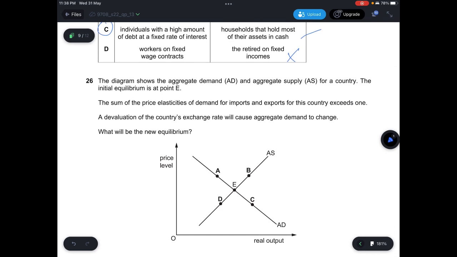Question 26, the diagram shows the aggregate demand and aggregate supply for the country. The initial equilibrium is at point E. The sum of price elasticity of demand for imports and exports for the country exceeds 1. A devaluation of the country's exchange rate will cause aggregate demand to change. What will be the new equilibrium?